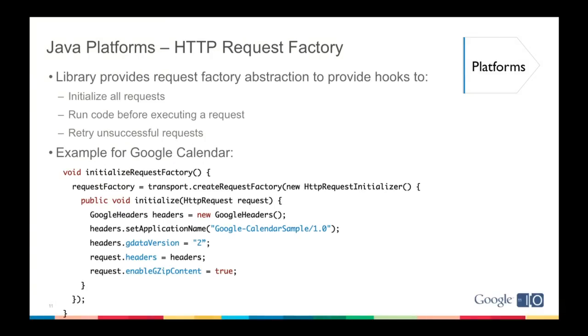OK. So let's talk about the library and how you make requests. A lot of times, every request you make, you'll do a lot of the same things. I want to set the user agent string to the application name. I want to set the GData version. When you're working with Google Calendar, you have to specify what version of the API you need using a header. That's something you need to do. If you're writing any real application, you just have to do those things. You need to enable gzip if you want the most efficient posting of content.